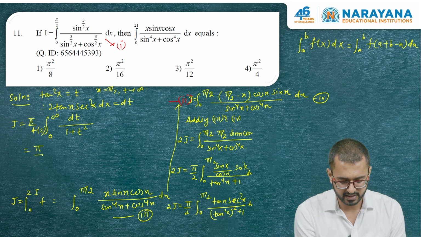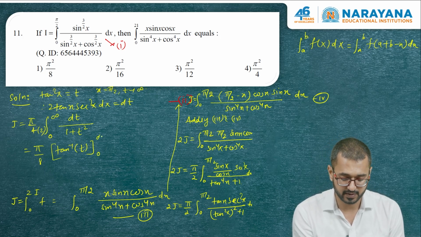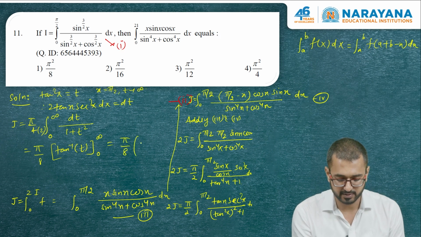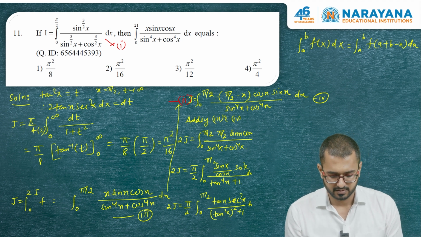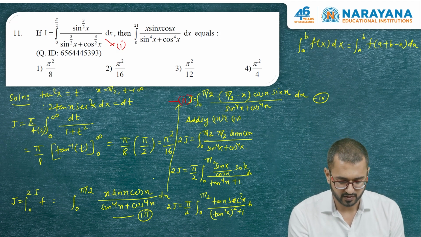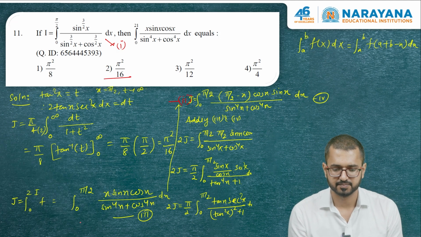So it will become pi by 8 and then tan inverse of t. So tan inverse of integration of 1 over 1 plus t square is tan inverse t. It goes from 0 to infinity. So this will give me basically pi by 8, and here I'll be having tan inverse of infinity will give me pi by 2. So this turns out to be pi square over 16. So the answer should be pi square over 16. That makes our option 2 correct.